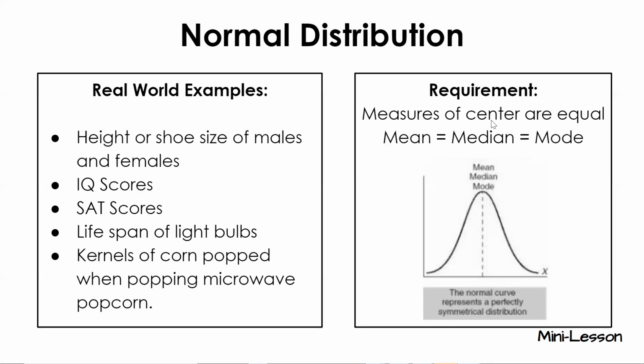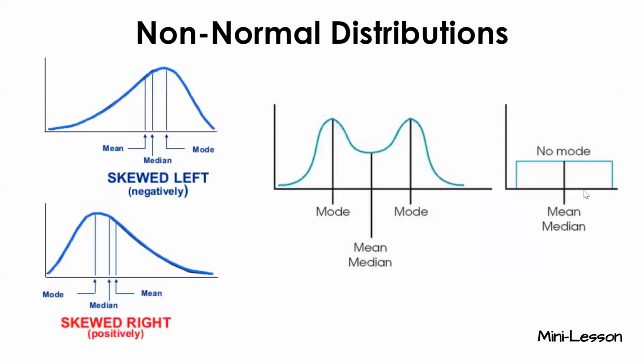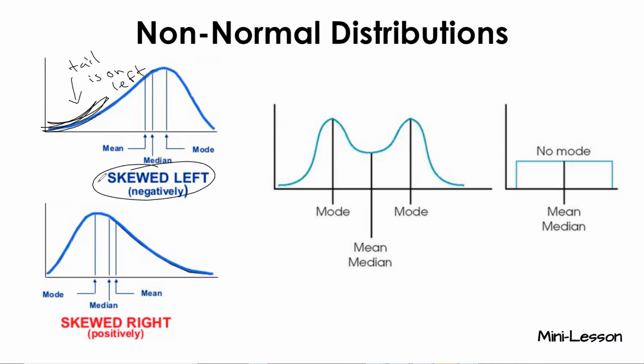So our requirement is going to have measures of center which are equal. That means your mean, median, and mode are all equal. They're going to run down the middle. This right here is skewed left. The reason why it's skewed left is because this little tail is on the left-hand side. That's how you know that it's skewed left. Skewed right is going to have the tail on the right side.